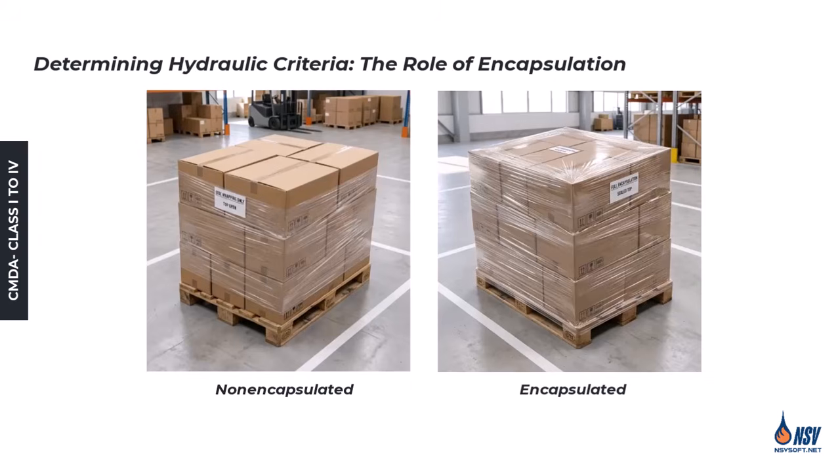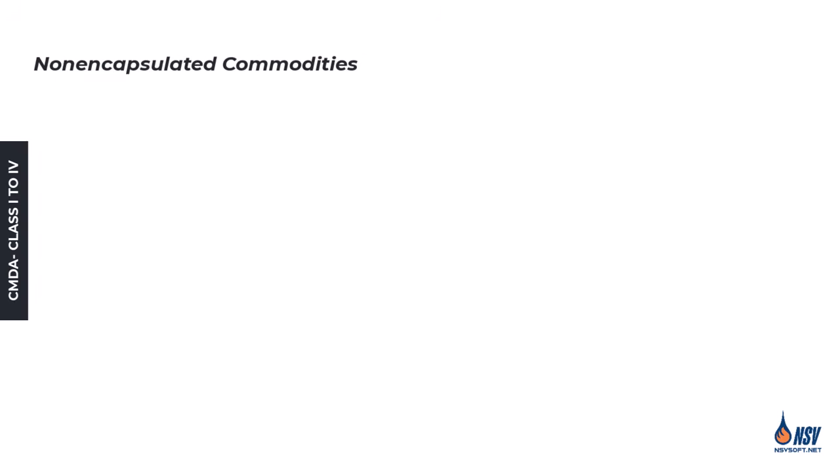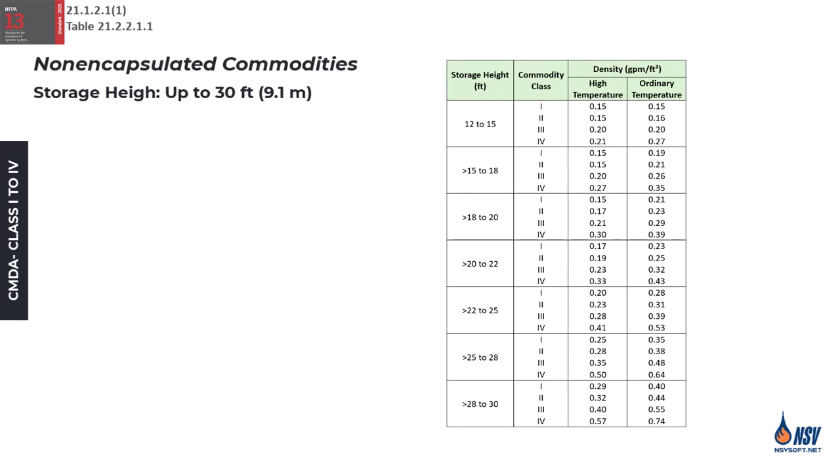To find the hydraulic calculation criteria for Class 1 through 4 commodities in palletized and solid-piled arrangements, we must first determine whether the commodity is non-encapsulated or encapsulated. For non-encapsulated commodities, our design path is straightforward. We can protect palletized and solid-piled storage up to 30 feet in height by simply referencing Table 21.2.2.11.